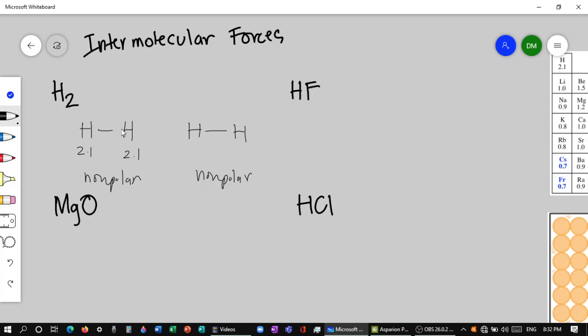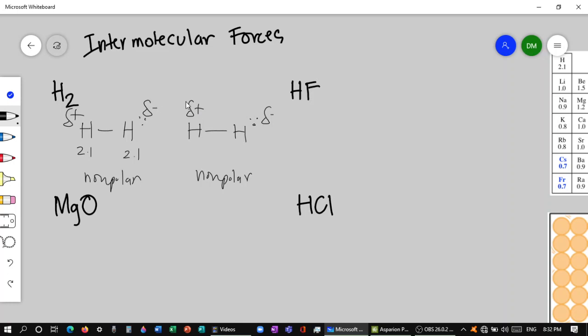So again, here there are electrons moving around this molecule. And let's say at a particular moment, all of these electrons are on this right side. At this moment, this side becomes slightly negative and this side becomes slightly positive. And the same thing for this molecule here. Again, the electrons are constantly moving. At a particular time, let's assume all the electrons are here. So this side becomes slightly negative and this side becomes slightly positive.